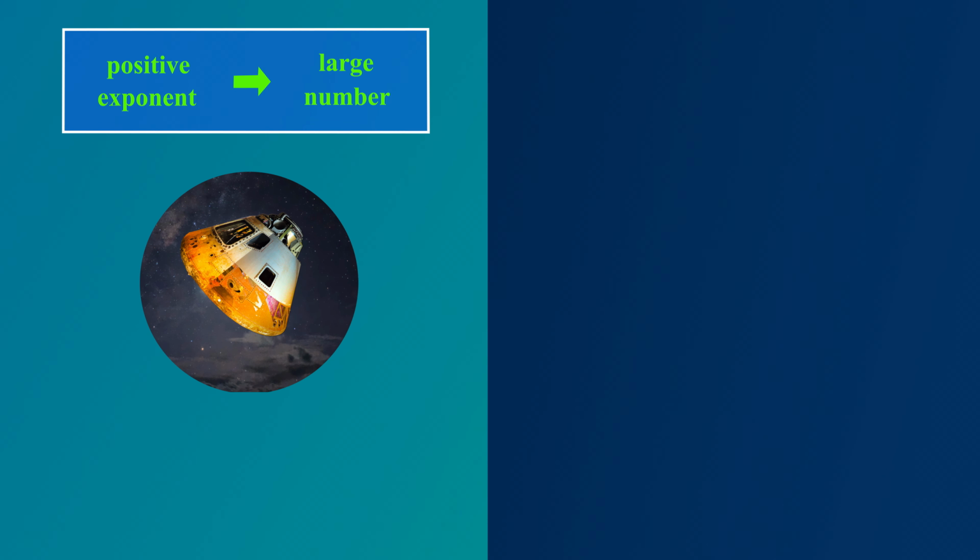In space, this space capsule travels at 1.6 multiplied by 10 to the exponent of 7 metres per second. How fast is this as an ordinary number? Well, the exponent of positive 7 means it is a large number, so we move the decimal point 7 places to the right. That's 16 million metres per second.